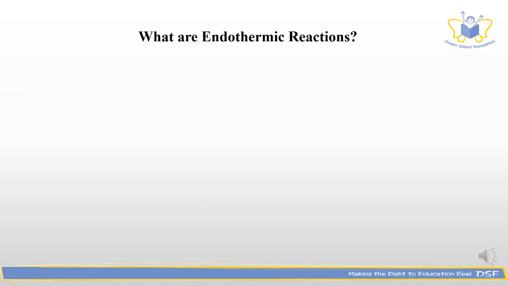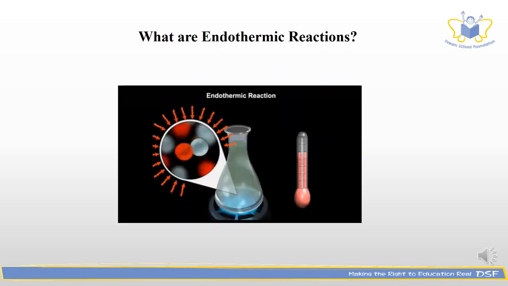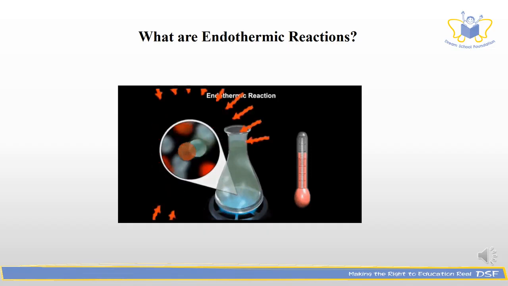Next, what are endothermic reactions? Endo means within or inside, thermic means heat. Heat energy is absorbed from the surroundings. The temperature of the immediate surroundings becomes less. Example, photosynthesis and melting of ice. During the process of photosynthesis, carbon dioxide plus water plus heat and light from the sun gives glucose plus oxygen.